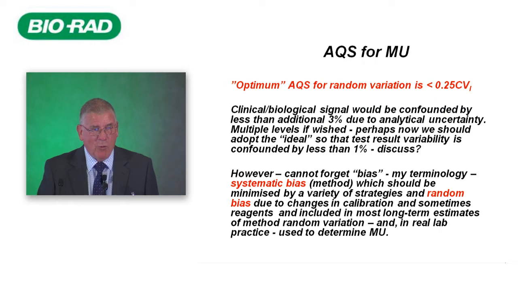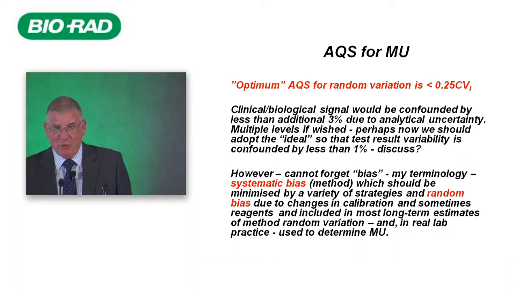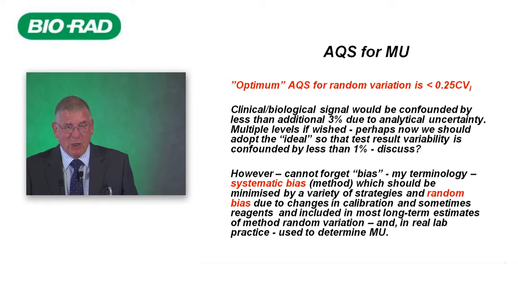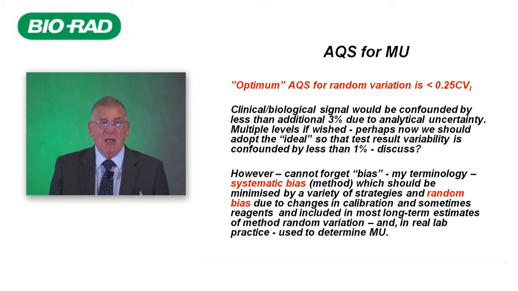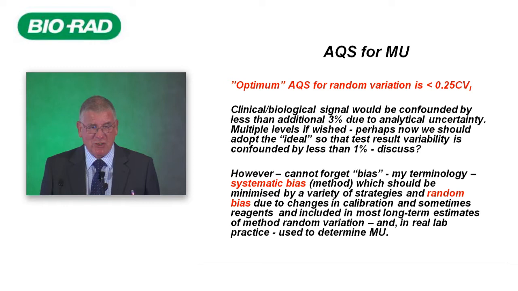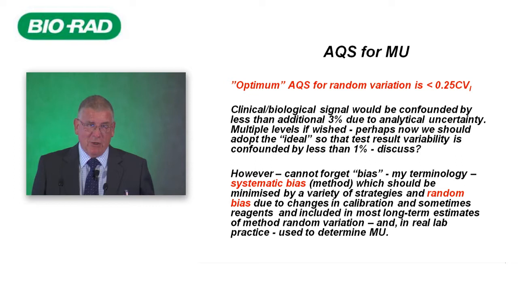How small? Well, the optimum analytical quality specification for random variation is, as we've seen before, first talk this morning, less than a quarter of the within subject biological variation. And this means that the total variation will not be confounded very much by test result variability, only about 3%. And as you've seen, there are other ways that you can do it.